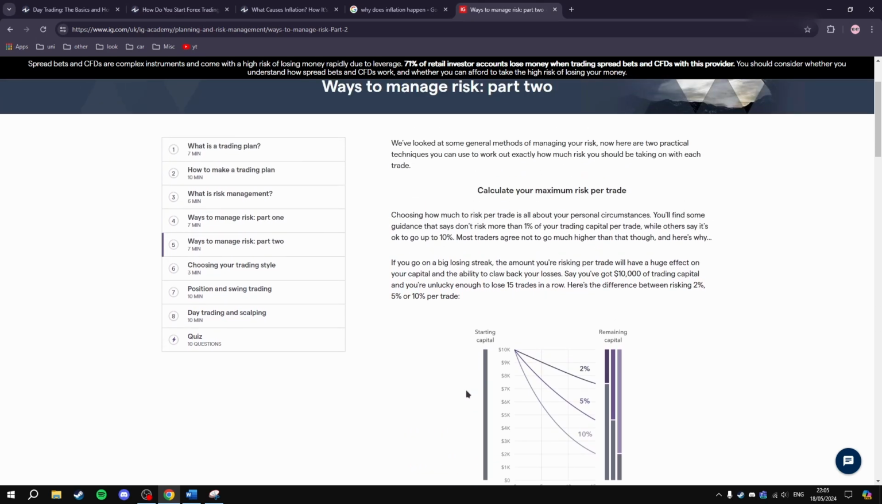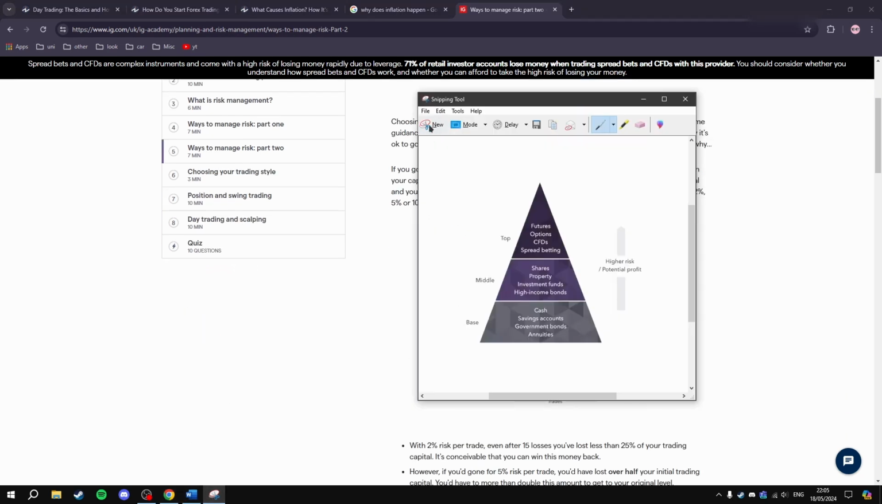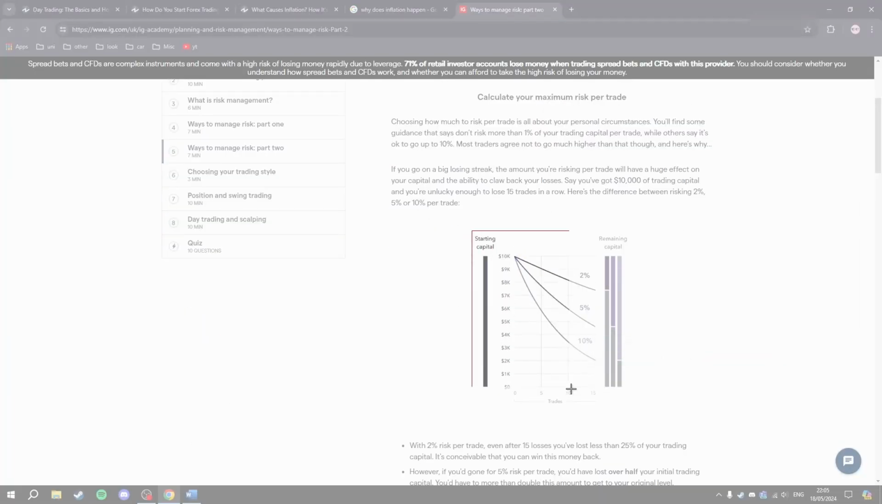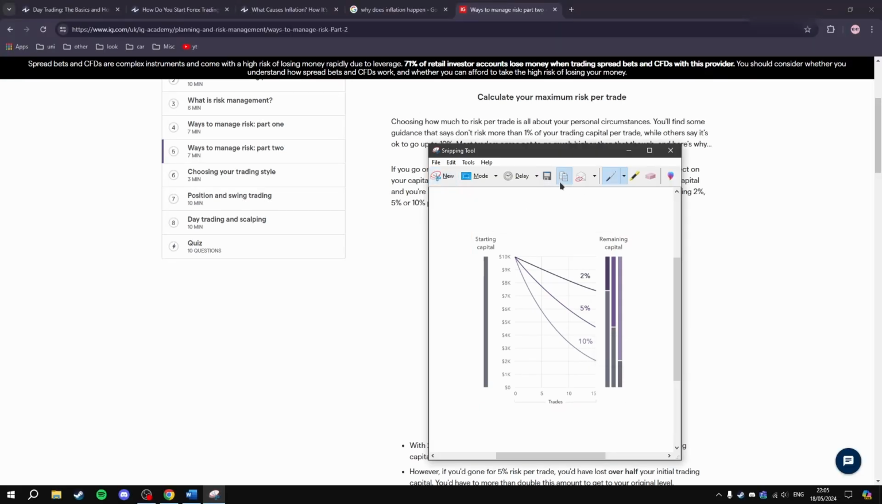Whoa. Just put this diagram here. This is a really clean diagram. Damn.